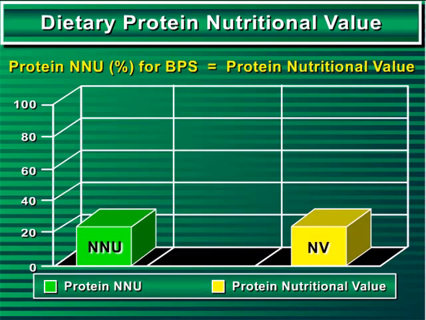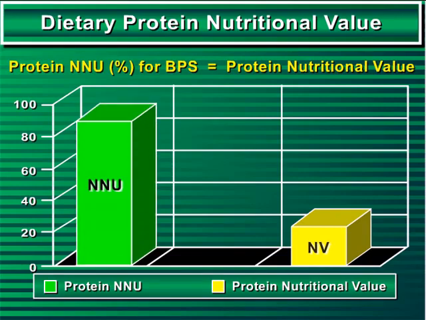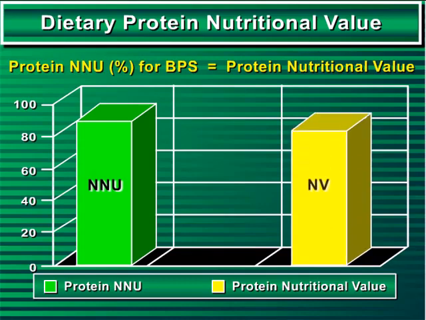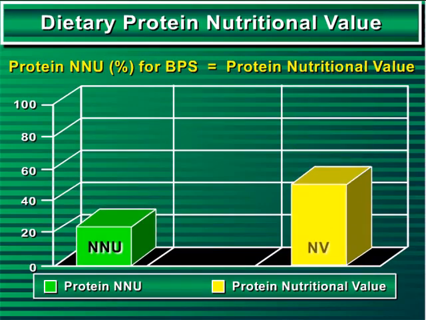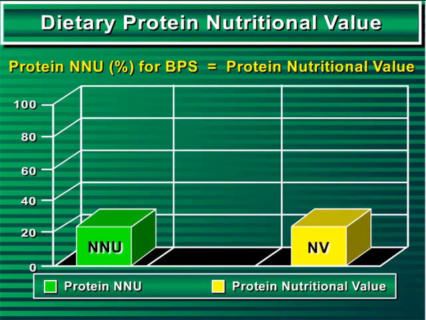A protein's NNU for body protein synthesis represents its nutritional value. Thus, the higher its NNU, the higher its nutritional value. On the contrary, the lower its NNU, the lower its nutritional value.